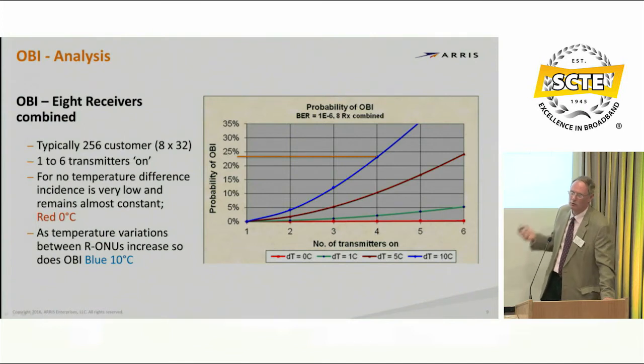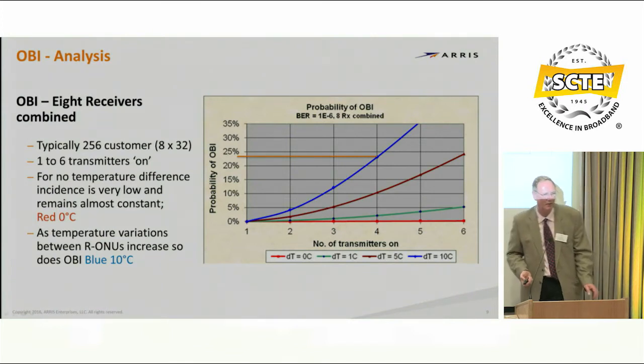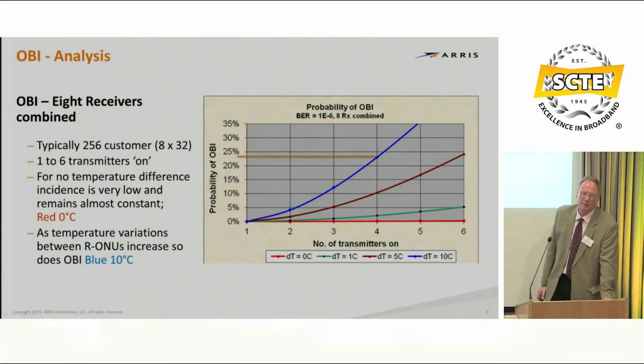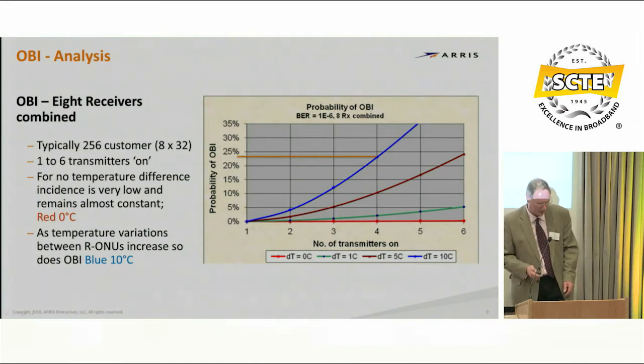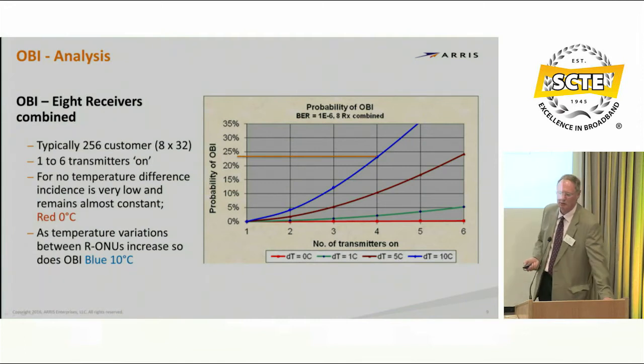If you can assume that all your transmitters stay at exactly the same temperature and they never vary, chances of OBI happening are really quite low because they're fixed and locked, as long as they're not identical. But as the temperature variation between them increases, those wavelengths move. As they move, they overlap other transmitters, so the incidence of OBI starts to increase, which is represented by the blue line here. And this is a 10-degree temperature variation. This is an extreme one, but in a typical network with 4 upstreams, probability of OBI can be getting up to 25%. Now that's probably too high for an operational network.